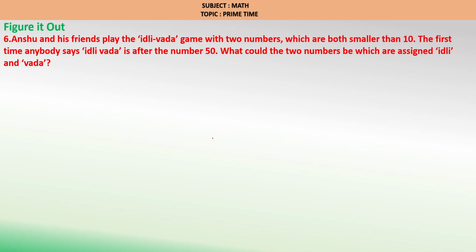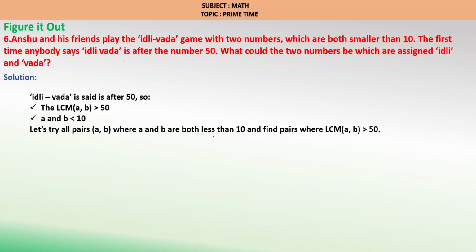Sixth question. Anshu and his friends play the Idli-Vada game for numbers which are both smaller than 10. The first time anybody says Idli-Vada is after the number 50. What could be the numbers which are assigned Idli and Vada? Here, Idli-Vada is said after 50, so the LCM of the two numbers A and B is greater than 50, and A and B should be less than 10.